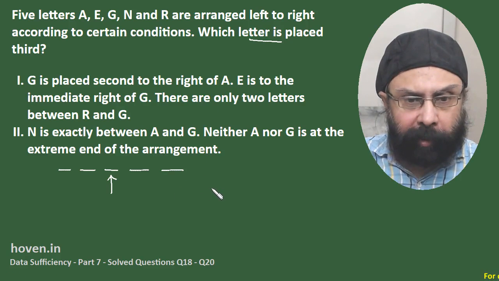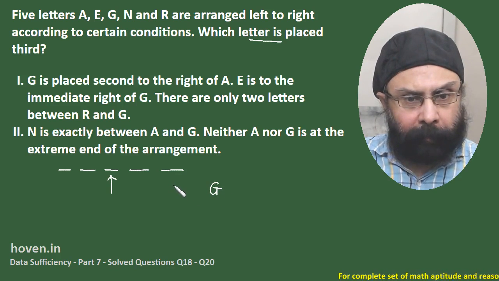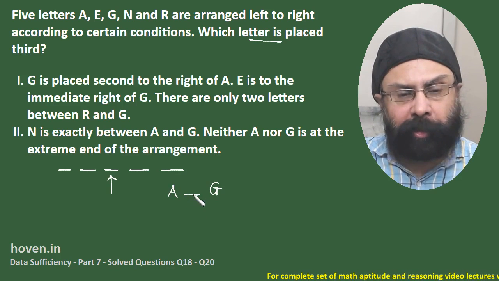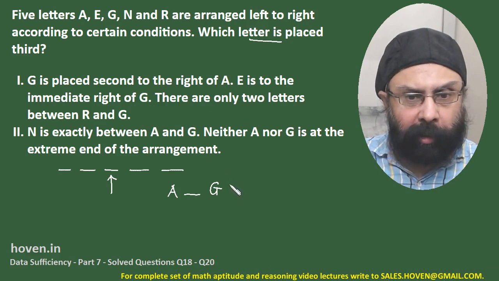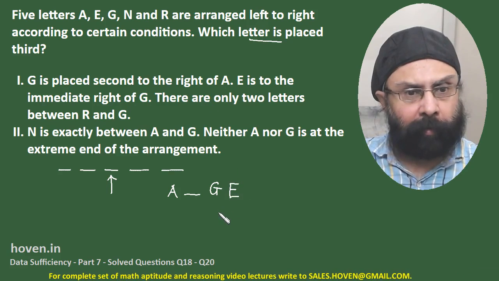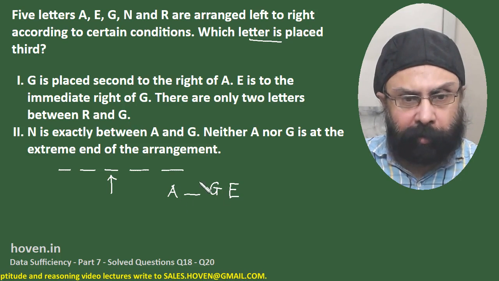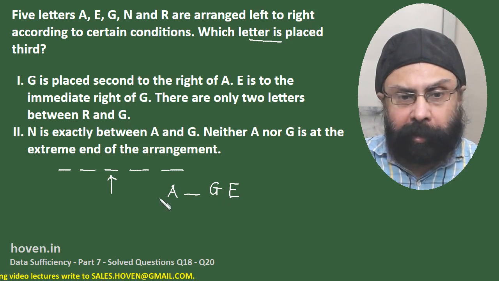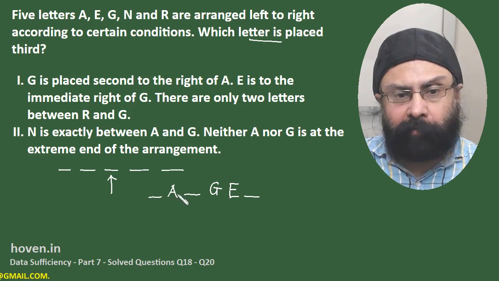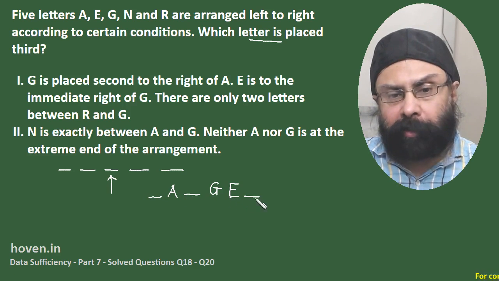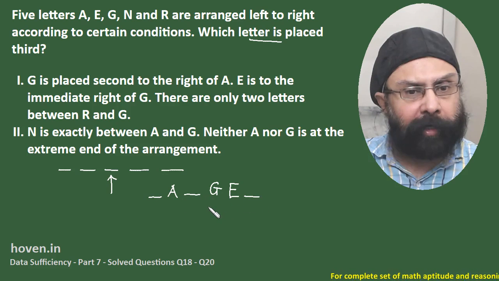We can draw a rough here. G is placed second to the right of A. So we can say, so this will be immediate and this is second. E is to the immediate right of G. E is further this side of G. There are only 2 letters between R and G. Now, first of all, take this situation. This means there is one letter either on this side or on that side. If letter is on this side, then 1, 2, 3, 4, 5. If letter is on this side, then 1, 2, 3, 4, 5. I placed 2 dashes here just to help me find out what will come here.